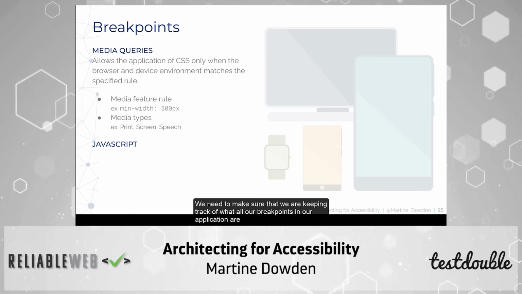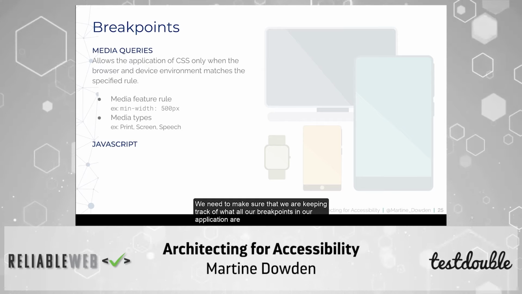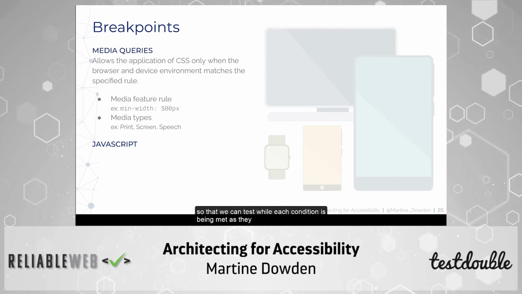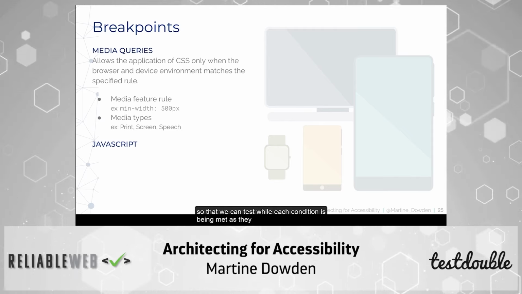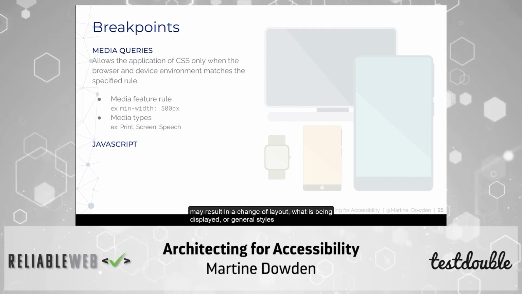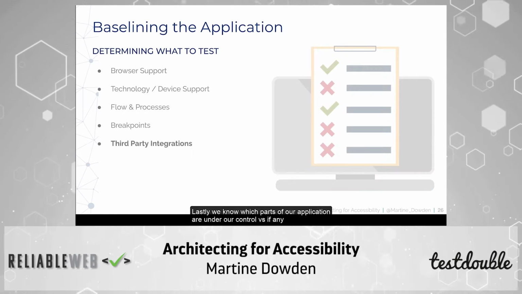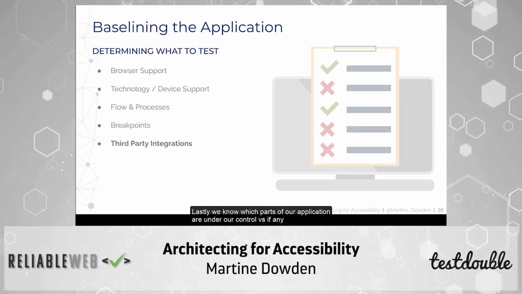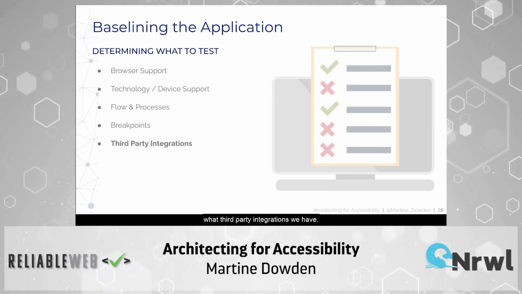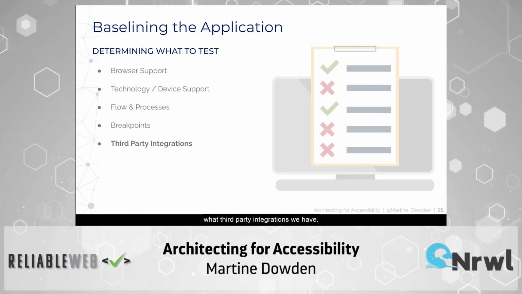We need to make sure that we are keeping track of all our breakpoints in our application so that we can test while each condition is being met, as they may result in a change of layout, what is being displayed, or general styles. Lastly, we need to know which parts of our application are under our control versus, if any, what third-party integrations we have.